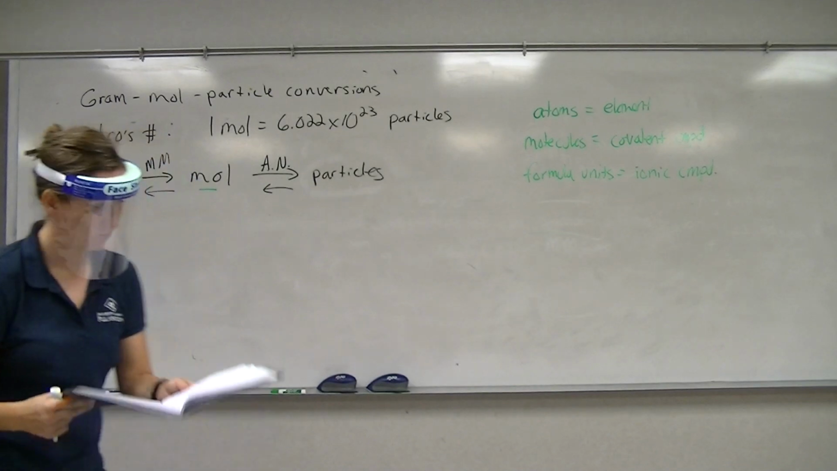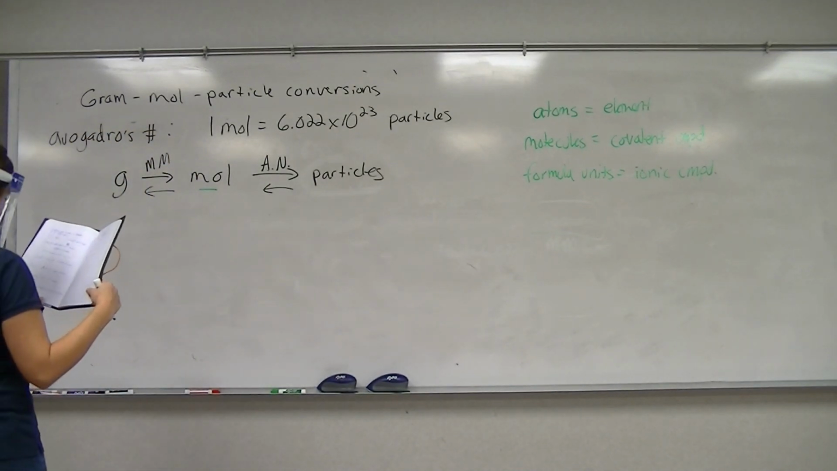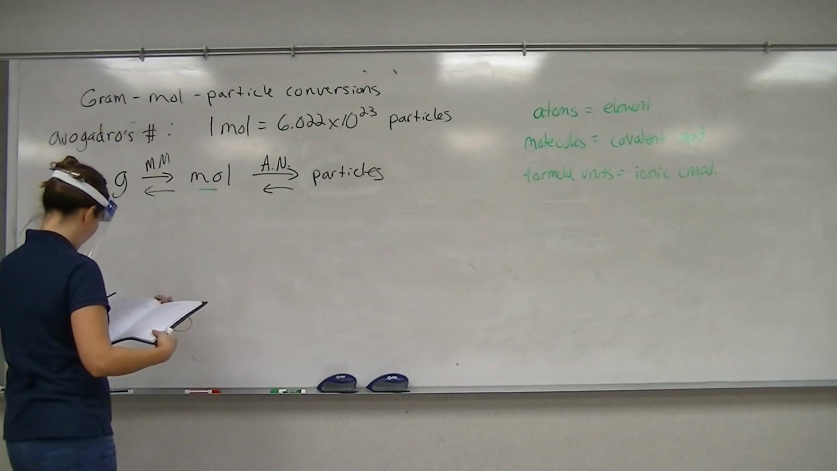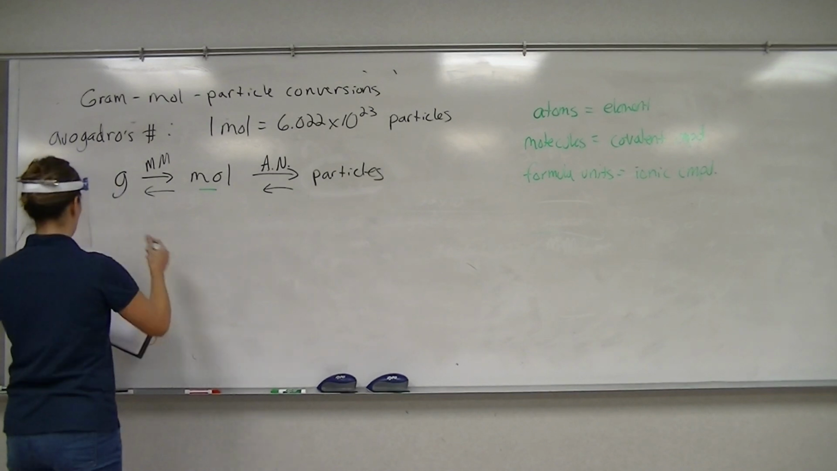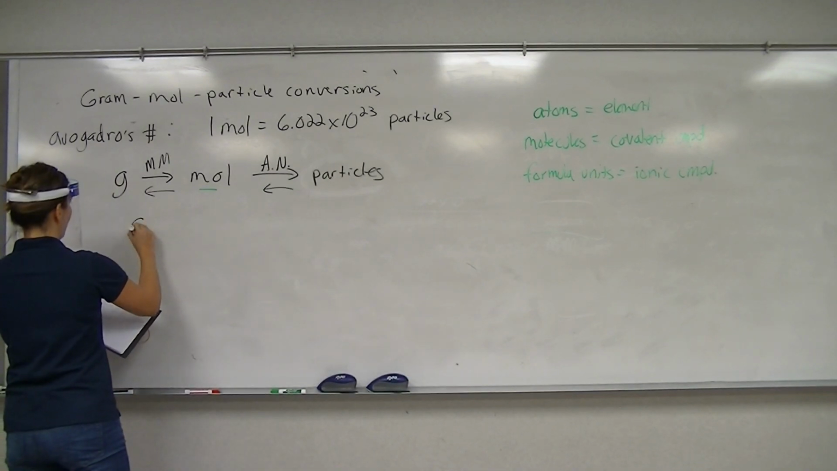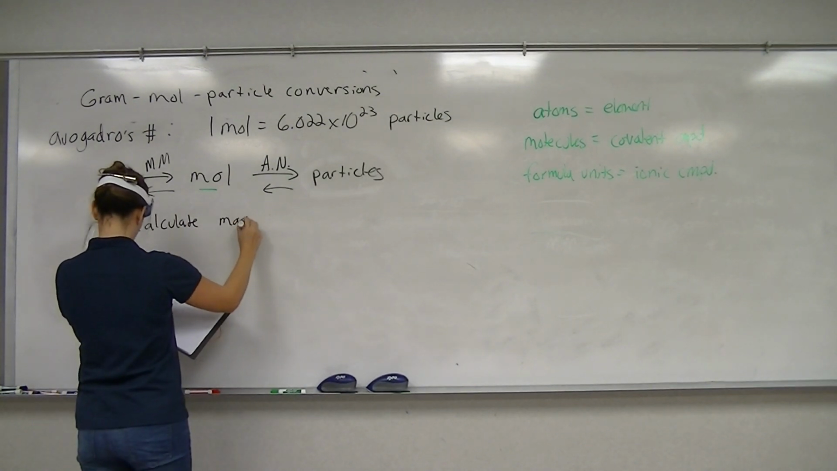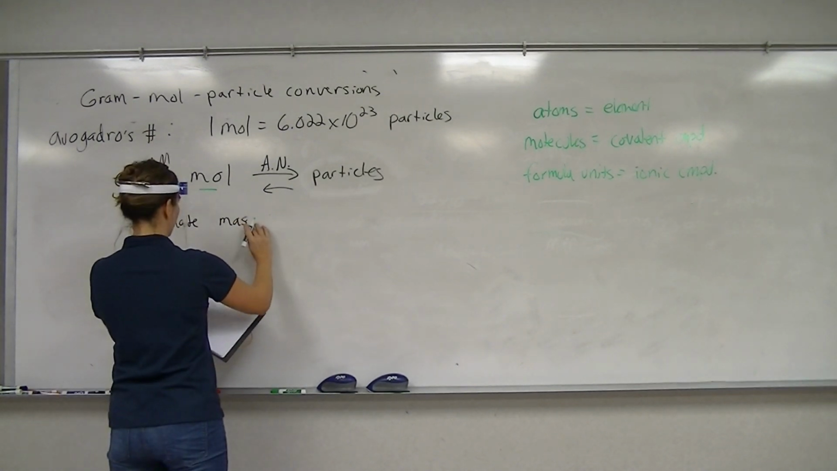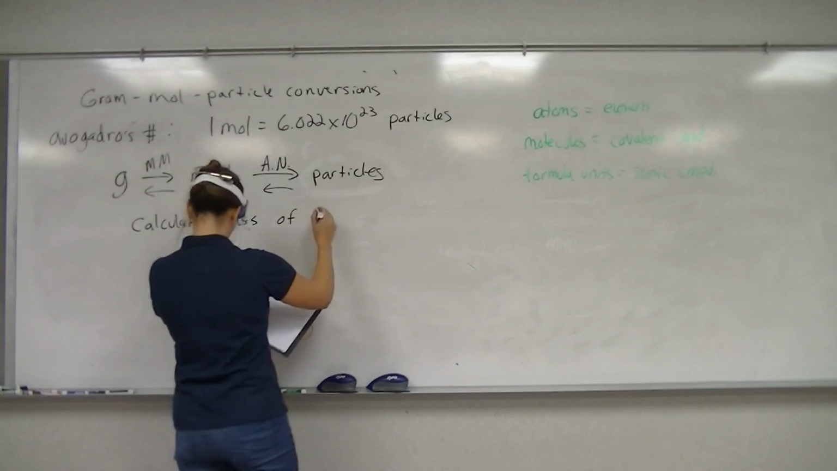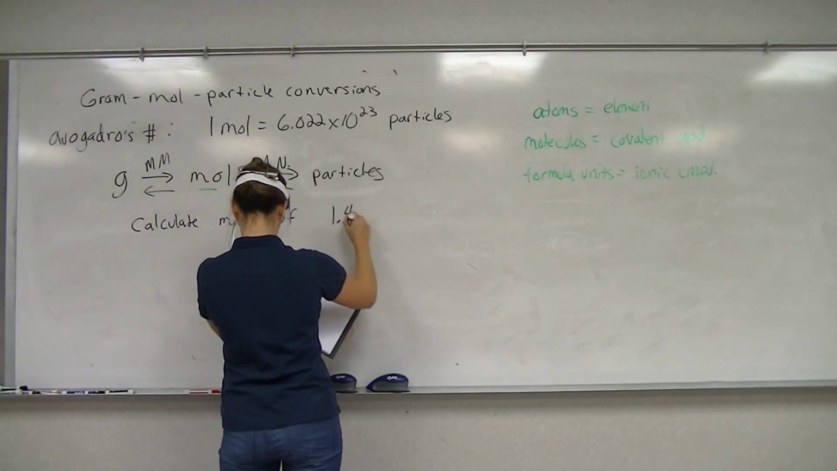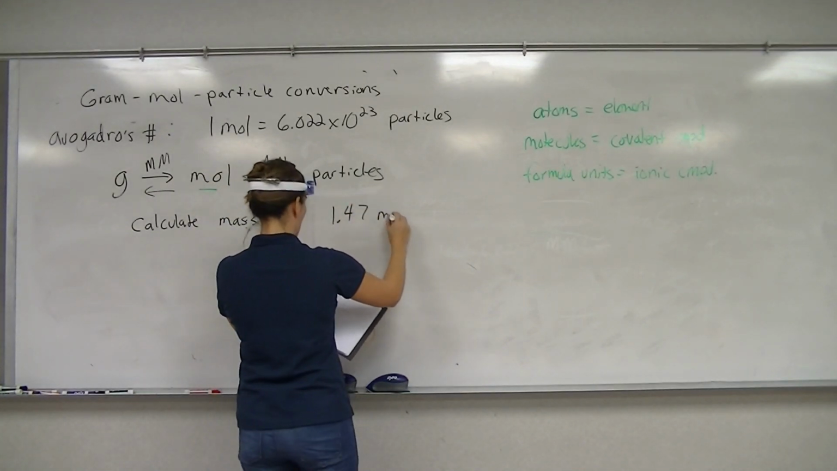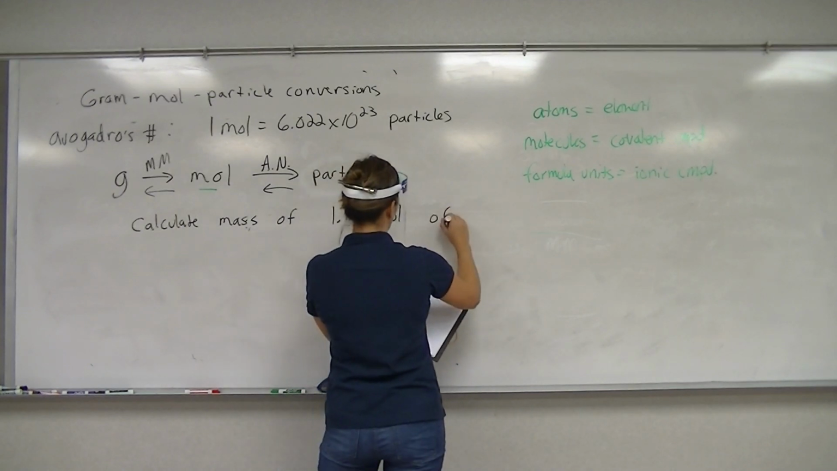I wrote a few down. We did atoms from moles, so let's do mass now. So calculate the mass of 1.47 moles of oxygen.